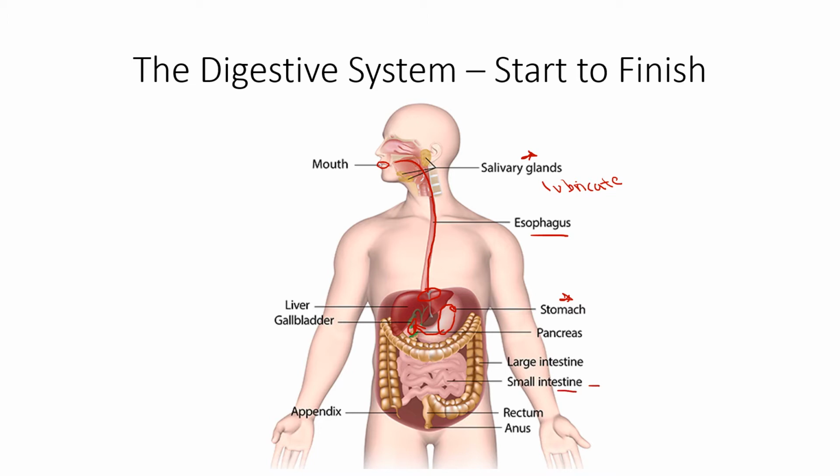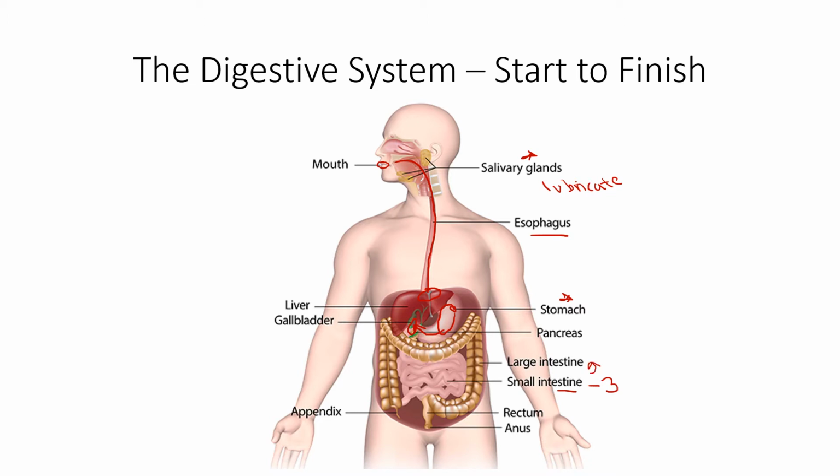The small intestine is split into 3 parts, and we will talk about those in just a moment. So just make a little note that there are 3 parts to the small intestine. From the small intestine, we are going to enter into the large intestine.